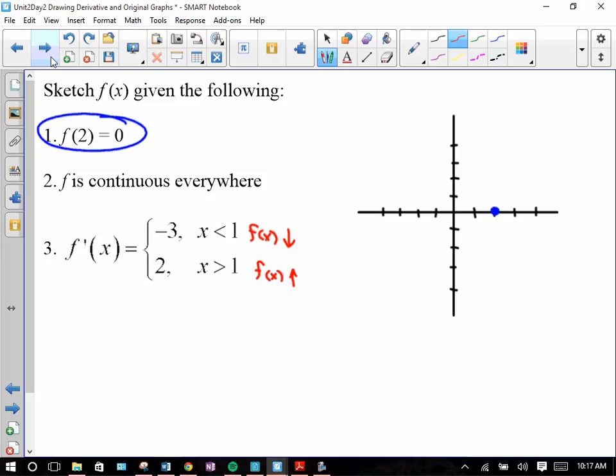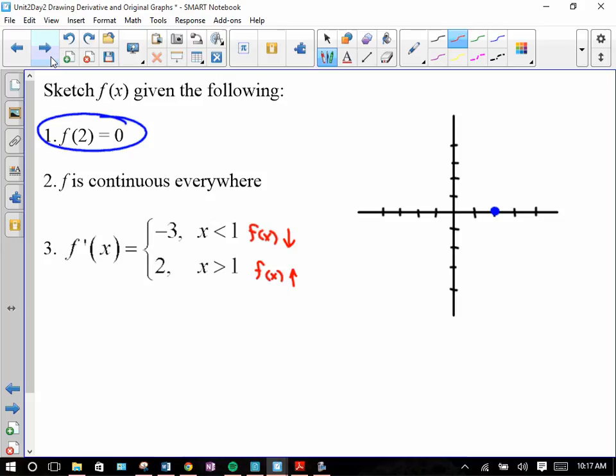So, that's a good question. How can we have a discontinuity if it says f is continuous everywhere? You can't. So that automatically tells you it's not going to be a hole, it's not going to be a vertical asymptote, and it's not going to be a jump. So that tells us it's going to be either a corner, cusp, or a vertical tangent. I'm going with a corner.